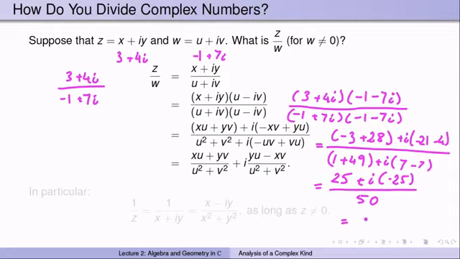And so I can simplify this 25 divided by 50, simply 1/2, plus i times, and here I have a -1/2. I could have pulled the minus sign out and put it right here, but this looks exactly like how our complex numbers look. In other words, when I divide complex numbers, the result is again a complex number. And the trick we used was to make the denominator real. And how did we do that?